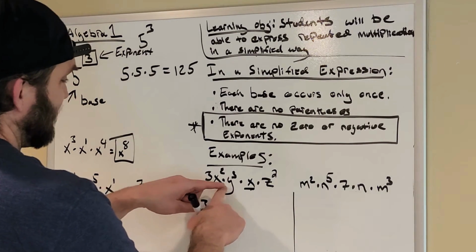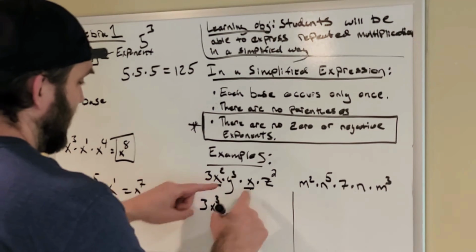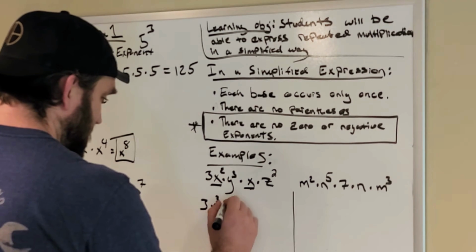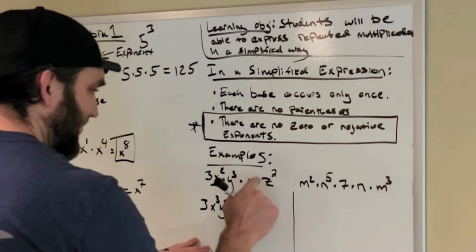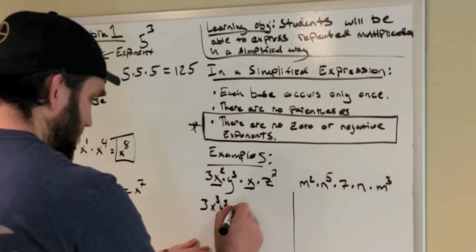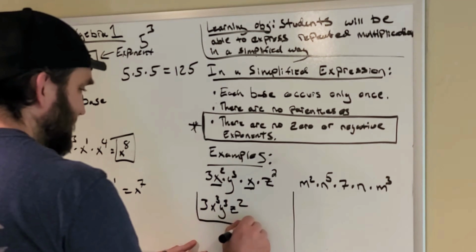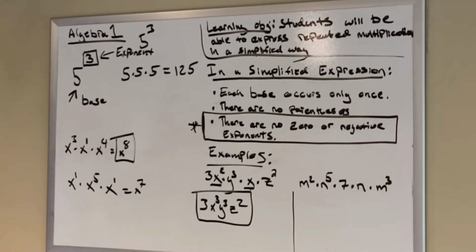Then what about my y's? I only have one y here, y to the third. So I'm just going to bring that down. And then the same thing with the z. I have z to the second. I have no other z's in there. So I'm just going to bring that down. And that's my simplified form: 3x to the third, y to the third, z squared.